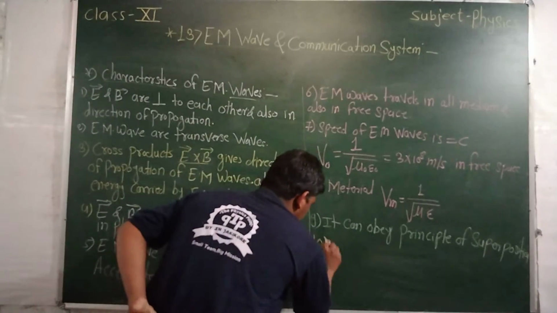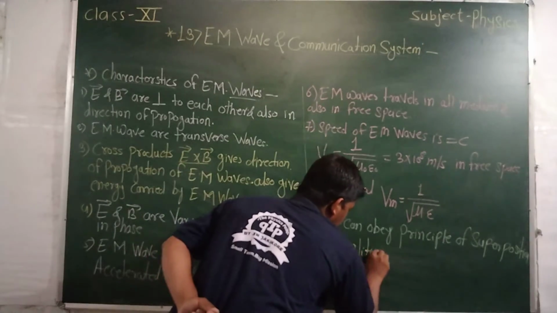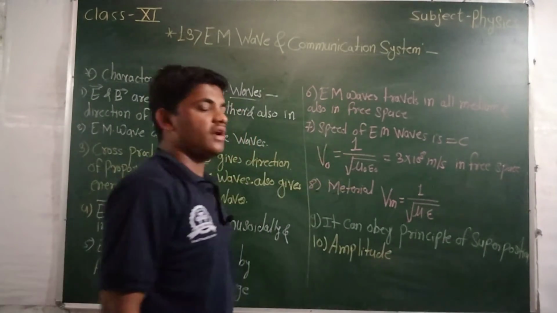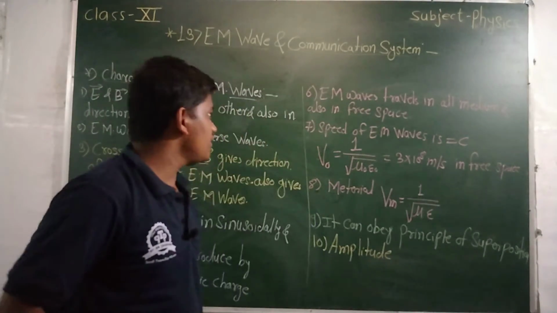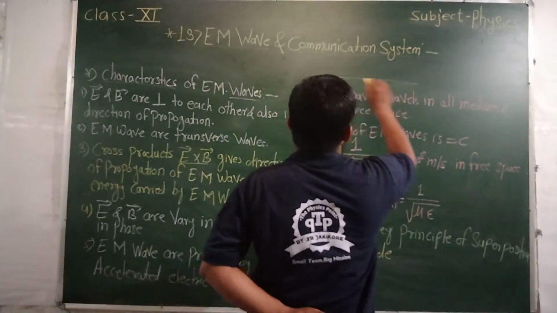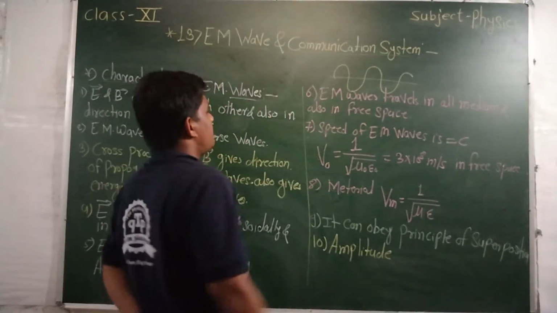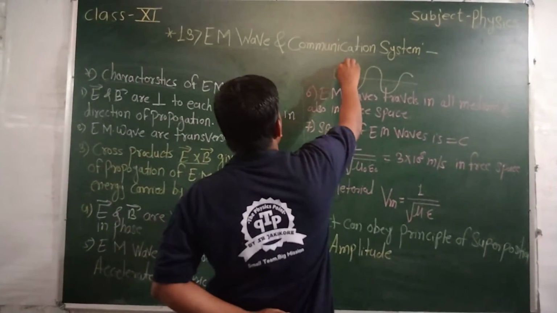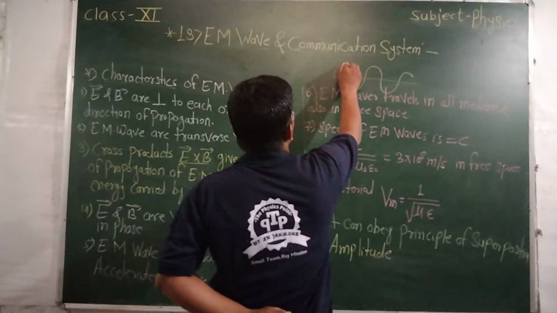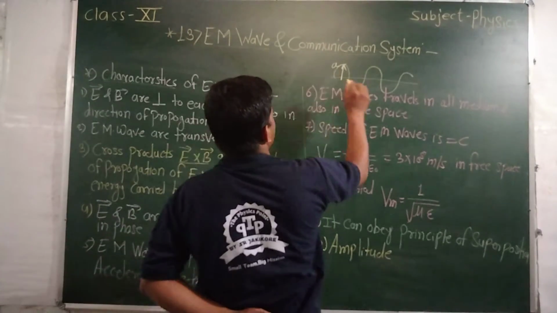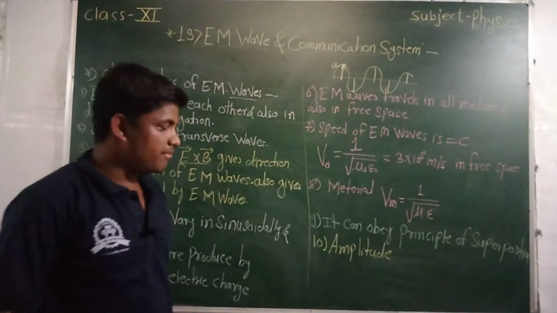This is number 10: amplitude. Amplitude is the maximum displacement of the vibrating particles from their mean positions. Consider this: the particles are vibrating, and the maximum displacement from their original or mean position is called the amplitude, denoted by A. These are all amplitudes.